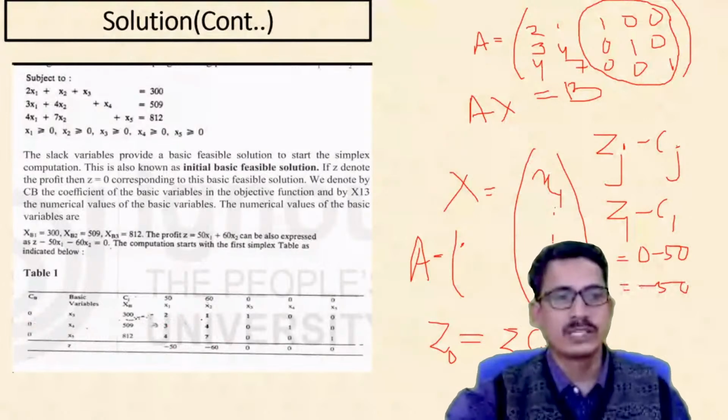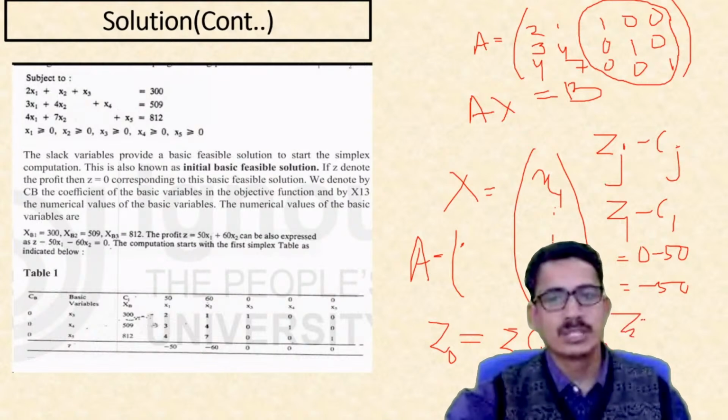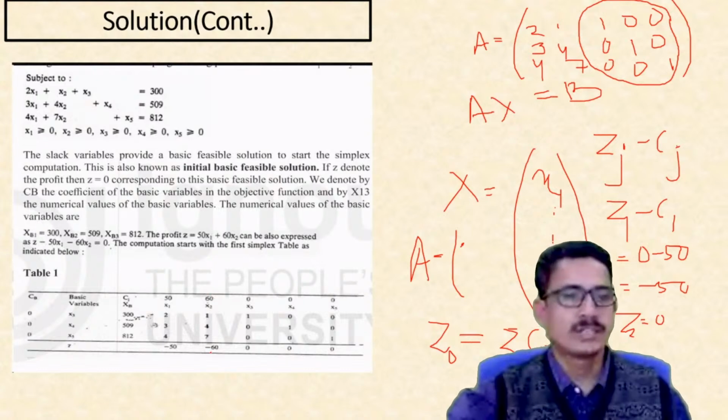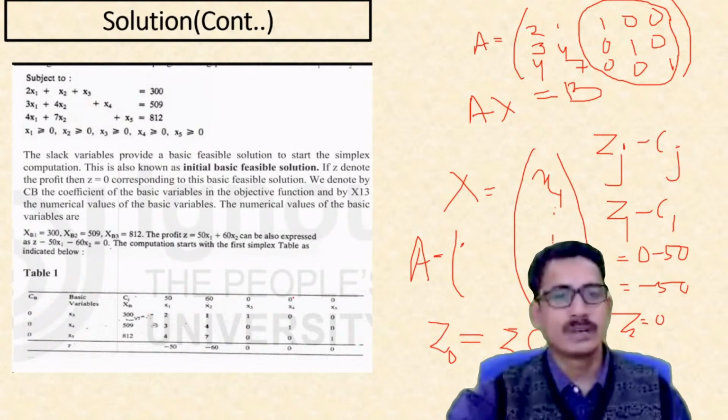Similarly Z2. How to get it? Summation CB into x2, so 0 into 1 plus 0 into 4 plus 0 into 7, which is 0. Z2 is 0, and C2 written above is 60, so 0 minus 60 is minus 60. Similarly, Z3 will be 0, because all the coefficients are 0, and C3 is 0, so Z3 minus C3 is 0. Z4 minus C4 is 0. Z5 minus C5 is 0.